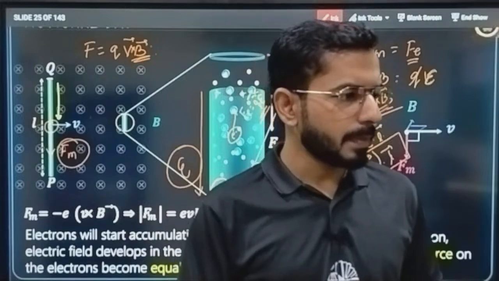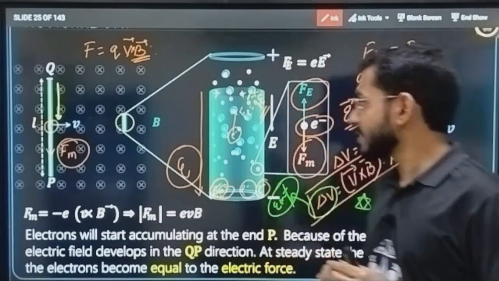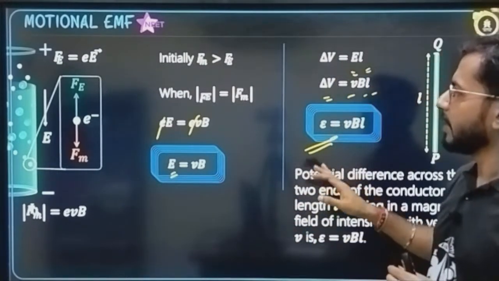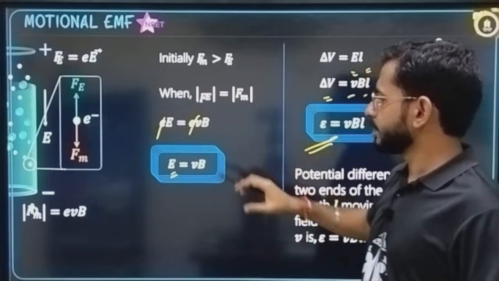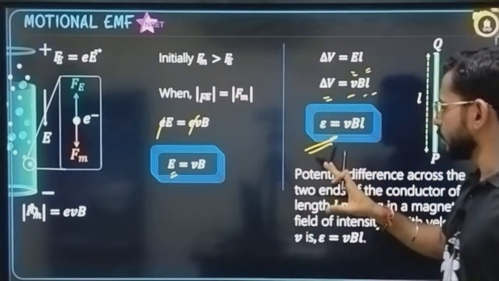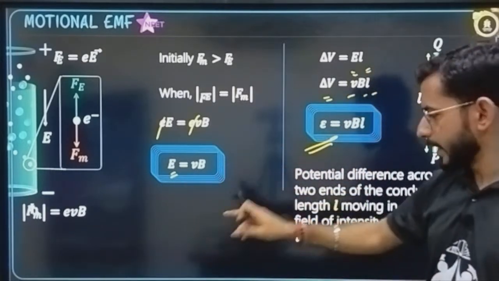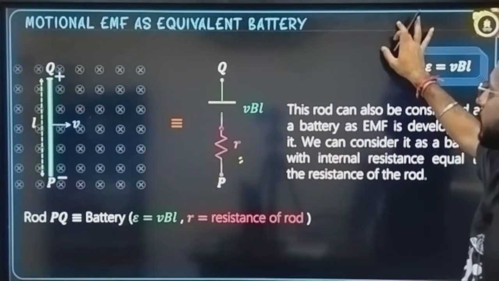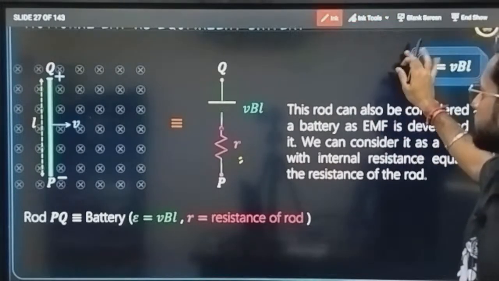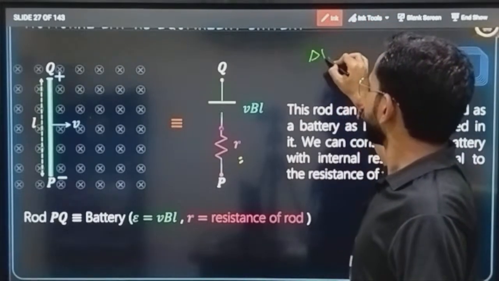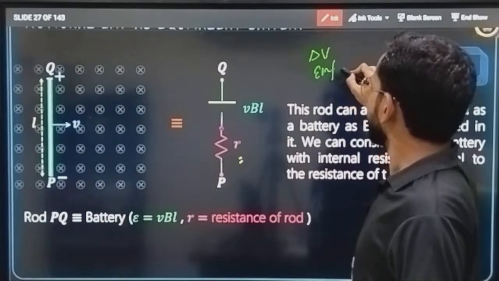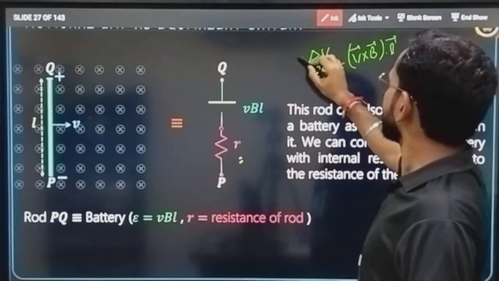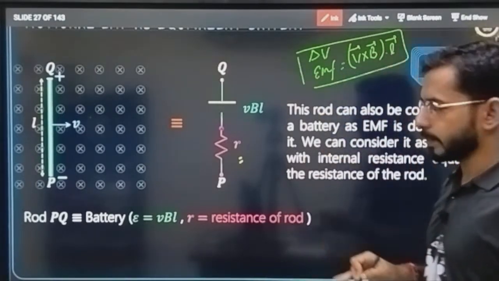We have gone very slowly and understood everything in complete depth. I hope this is clear to you. Now let's understand more in the question series, the more you will understand about it. Don't worry about that. It is the same thing that I have explained. The electric field was V into B, and finally the result that we get is VBL. If I write it in vector form, you will write EMF or delta V equals V cross B dot L. This is the complete result that you have to remember.